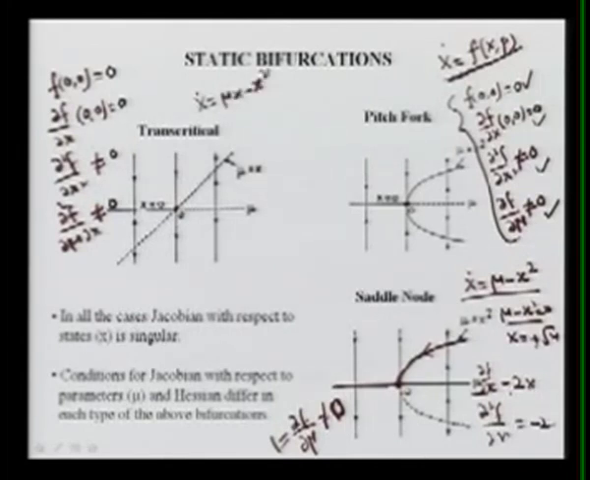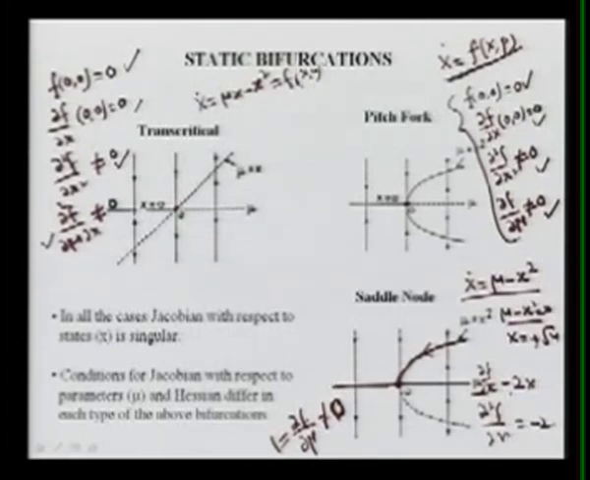You can see if you are putting mu equal to 0 and x equal to 0 here, and this is nothing but your f(x, mu). If you are putting x 0, mu 0, you are getting 0. If you are differentiating this with respect to x and putting 0, you are going to get 0. If you are double differentiating, you are getting minus 2, which is not 0, and if you are differentiating with respect to mu and then with respect to x, you will not get 0, so you are satisfying this. So this is your transcritical bifurcation.